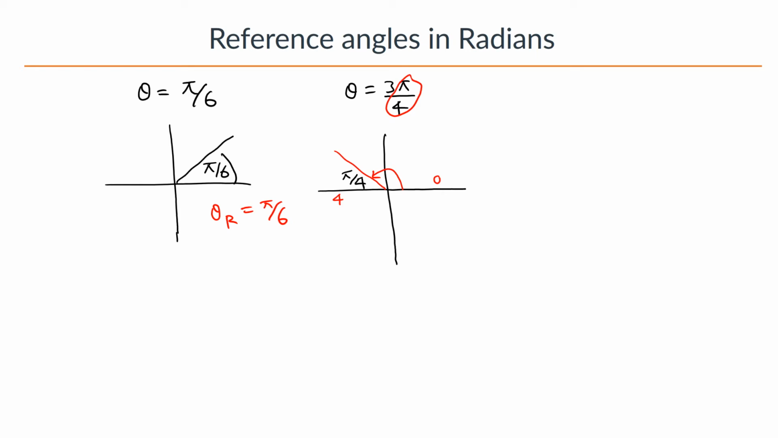So that means in this case you can see the difference between the two is simply pi over 4. So theta r, the reference angle, is again pi over 4. And why? Again, we're going to see the difference between the angle closest to that on the x-axis. In this case the angle closest to that is pi, so we need to take the difference between pi and the angle given, which is 3 pi over 4.